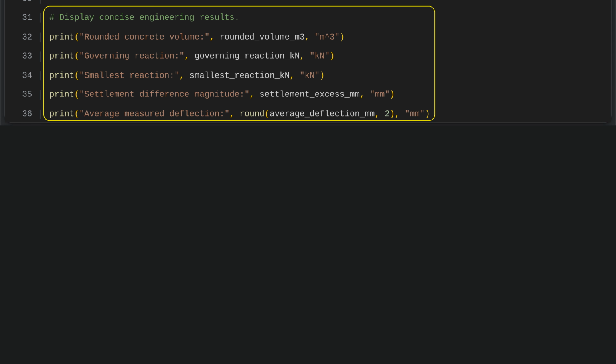The output summarizes key footing and inspection results: the rounded concrete volume in cubic meters, the maximum and minimum trial beam reactions in kilonewtons, the absolute difference between predicted and allowable settlement in millimeters, and the average measured deflection rounded to 2 decimal places.